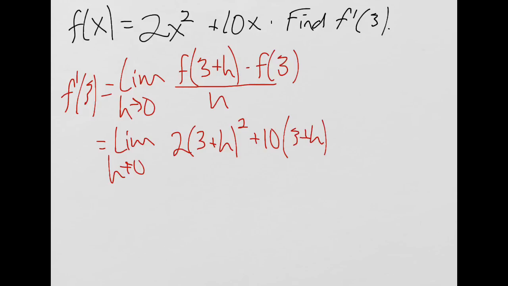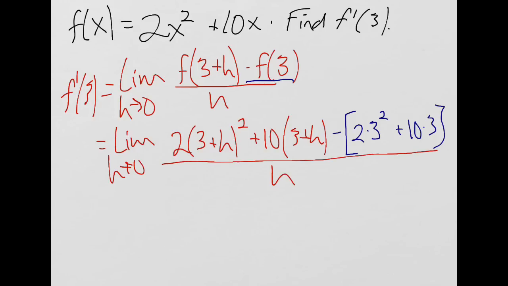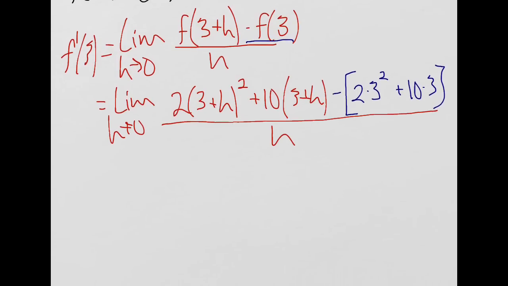Maybe I'll change colors. So the next part is going to be this. So minus f of 3. So I'm going to go minus, I'm going to put a little bracket, and then I'm going to go 2 times 3 squared plus 10 times 3. And then that's all going to be over top of h. You may be like, oh my god, but trust me, it will work out very nicely.